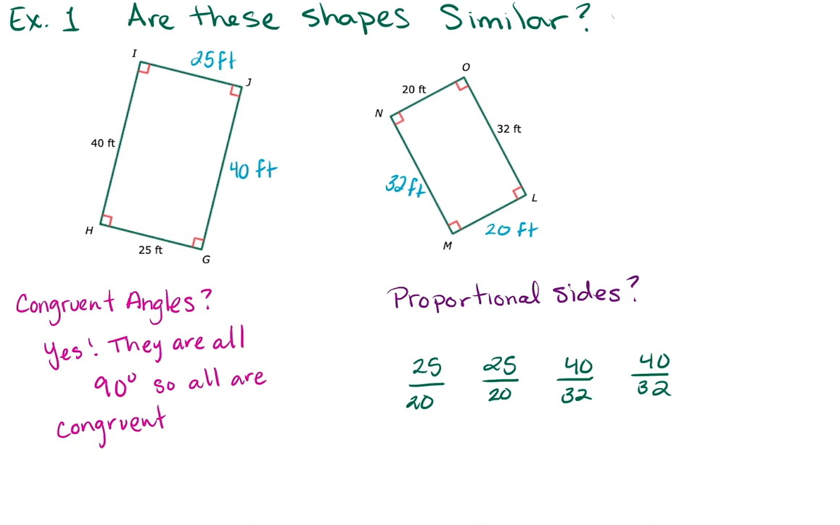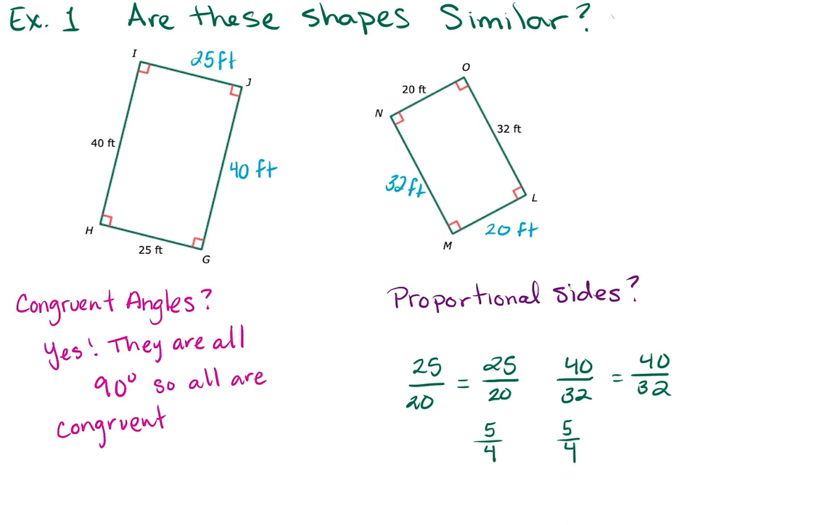Now, looking at this, I can already immediately say that 40 over 32 is the same as 40 over 32, and 25 over 20 is the same as 25 over 20. What I need to show is that these two are in fact equal to each other. I need to show this right here, okay? So I need to reduce my fractions. Again, use the calculator for this. 25 over 20 is going to reduce to 5/4, and 40 over 32 is also going to reduce to 5/4.